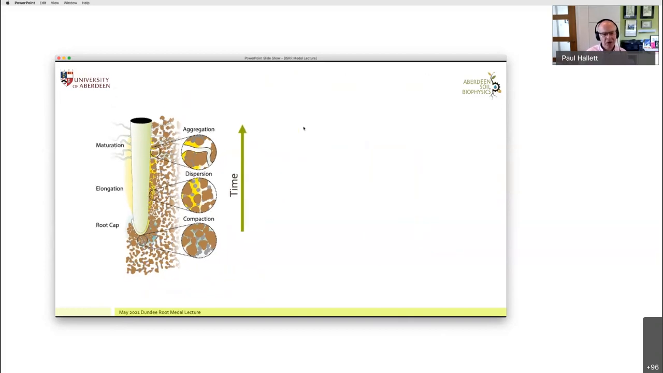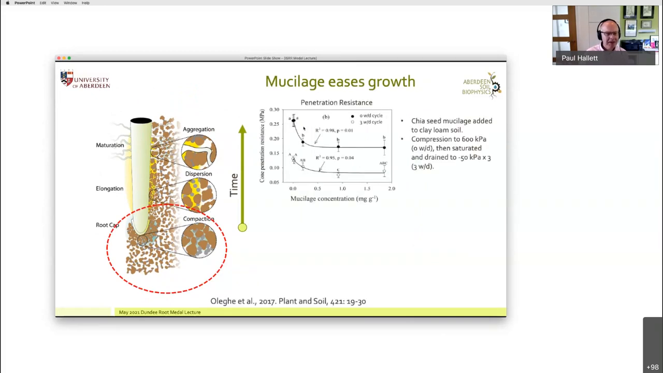So if we think through time and we just go through to that first time point where we've got that root cap exuding mucilage into the soil, it serves a lot of different functions. And one of the things that we discovered through a PhD project by Eowyn Oleghe is that it actually makes it easier for the root to push its way through the soil. So this is a model study using chia seed mucilage, which is very commonly used and also taken from the groups in Germany.